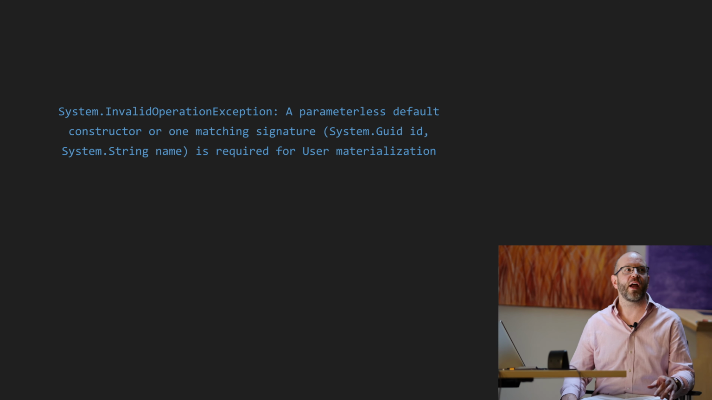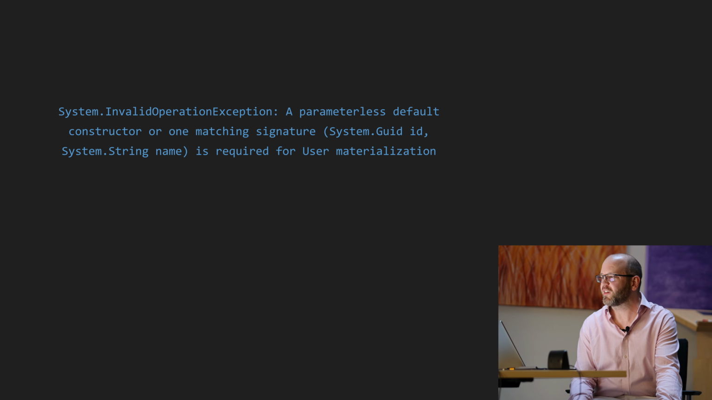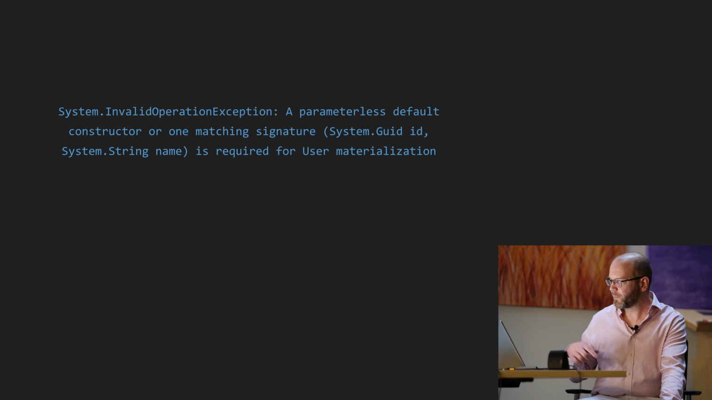Now, I probably could get around this by putting in an implicit cast from GUID to user ID and the other way. But in particular, an implicit cast from GUID to user ID would defeat the whole point. I want the casting to be explicit.